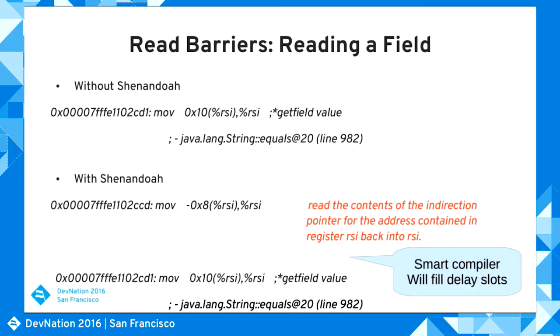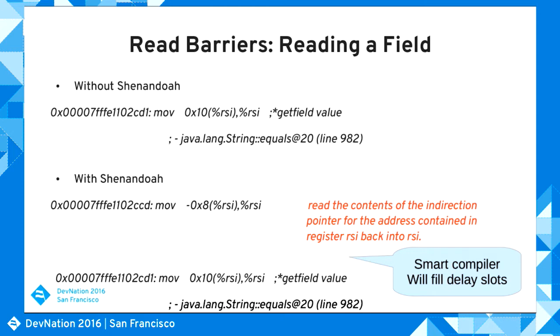So here are the hardware instructions that get emitted from C2 for doing a read. Without Shenandoah, I just stole this, it was the first thing that came up. It's java.lang.String.equals, and it's trying to get the value of the field. So it knows the address of the object. It adds 10 to that address and moves it into RSI. And with Shenandoah, we first take the pointer that's in RSI, we add -8 to it, and we move the contents of that into RSI. And then we add 10 to that. So we've added an extra instruction to read the contents of the indirection layer.